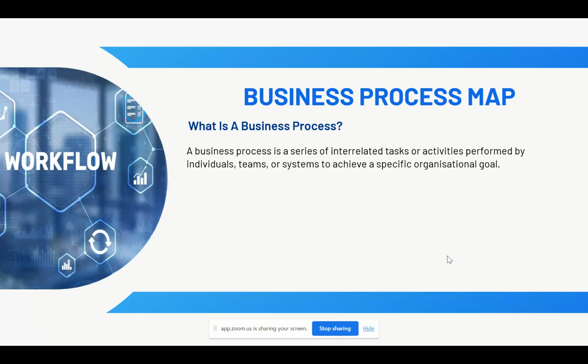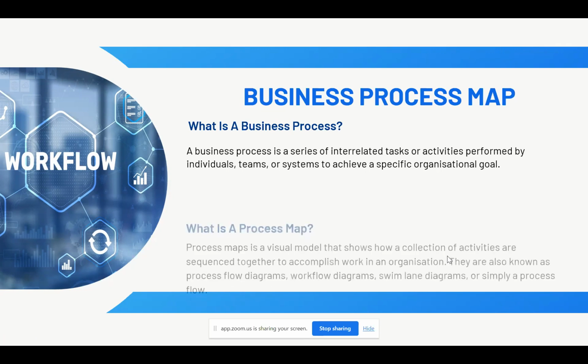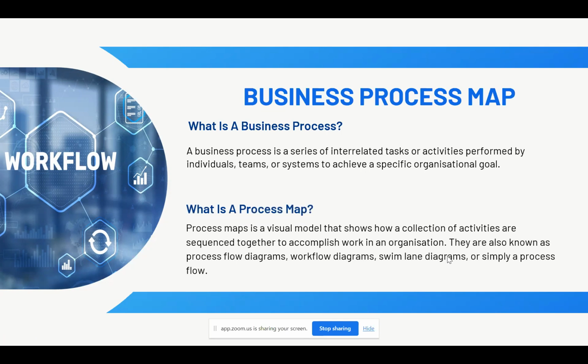So basically, I wanted to separate this. We talk about process maps all the time, but there are loads of different processes, and I just wanted to focus on a business process map. A business process is just a series of related tasks or activities. They can be done by people, teams of people, or a system, basically to achieve an organizational goal. And your process map is just a visual model of those activities in sequence. It's usually a repeatable process, something that people can identify and then repeat.